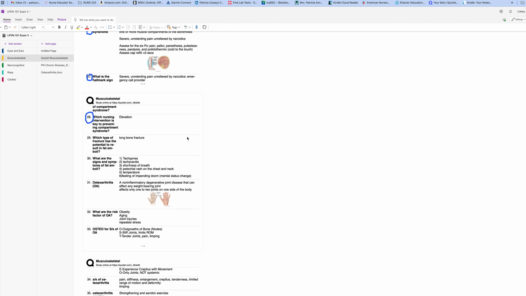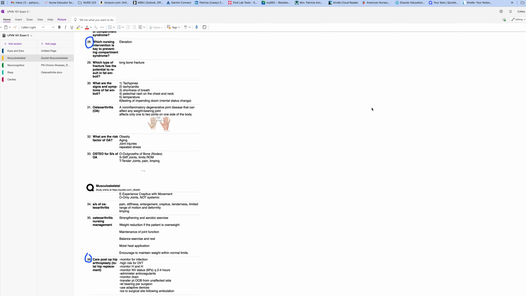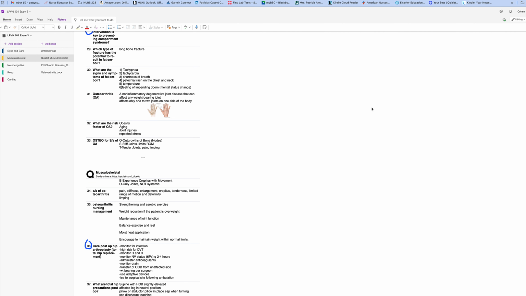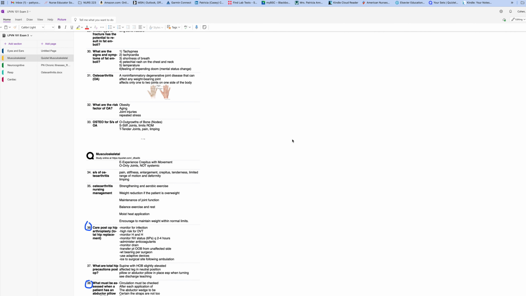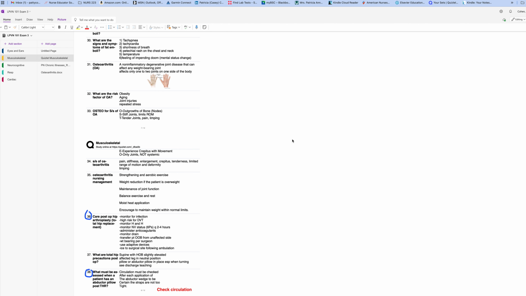So remember osteo for the signs and symptoms. They're going to have outgrowths of bone, so they could have nodes, right? They could have stiff joints, which limit their range of motion, tender joints, pain, and limping. They could have crepitus when they move a joint. The joints are only on one side. Okay, signs and symptoms: pain, stiffness, crepitus, all those things I talked about.